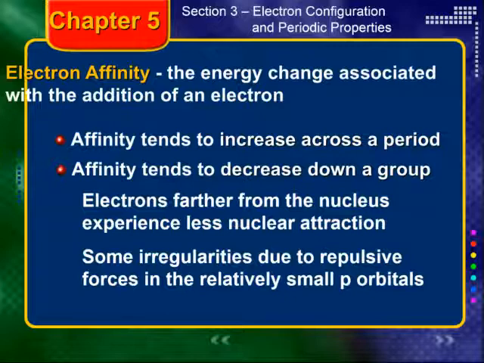Now the reason for these trends is as we go across a period, we're increasing the total number of positive charges in the nucleus. Okay, we're increasing the number of positive charges in the nucleus. And so as we increase the number of positive charges in the nucleus, we're also increasing the total number of electrons in the electron cloud around that nucleus.